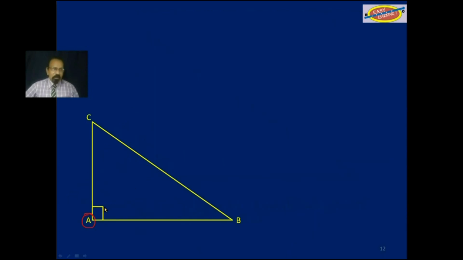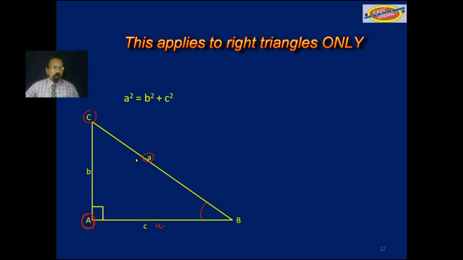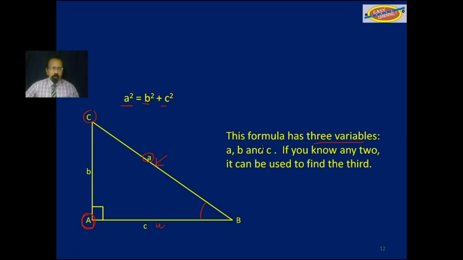If this angle here is angle A, then this side over here is lowercase a. We already know that. And since this angle here is B, then that side over there is lowercase b, and up there is C. Then this side down here is lowercase c. So if we are going to use these letters indicating the sides, then what we have is a squared, this side, is equal to b squared plus c squared. This formula has 3 variables, a, b, and c. If you know any two, the third can easily be calculated.